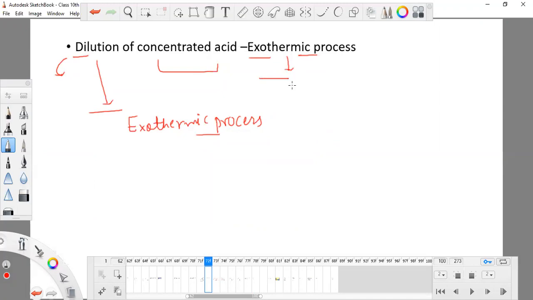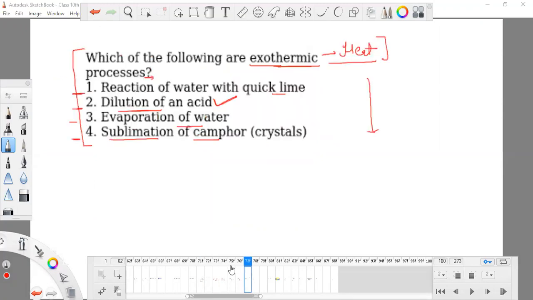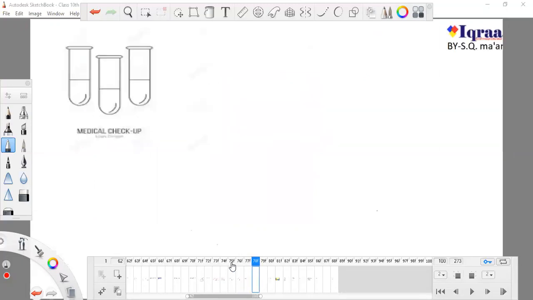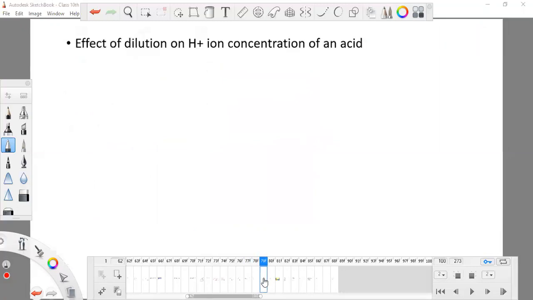It brings immense heat and it creates immense heat. So dilution of concentrated acid is an exothermic process. So this is our correct answer.